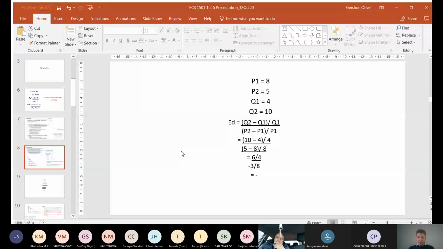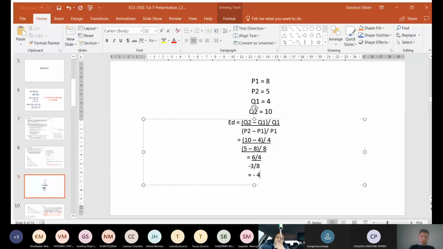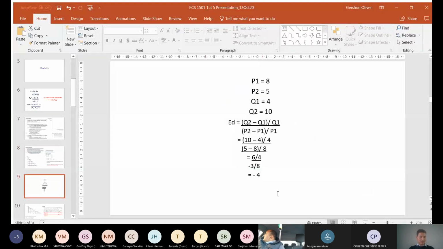The answer is minus 4. So in terms of price elasticity of demand, you ignore the minus sign. The reason for that is because it's a negative relationship between price and quantity demanded. Remember, the law of demand is a negative relationship. That's why it's negative, so we ignore that negative.